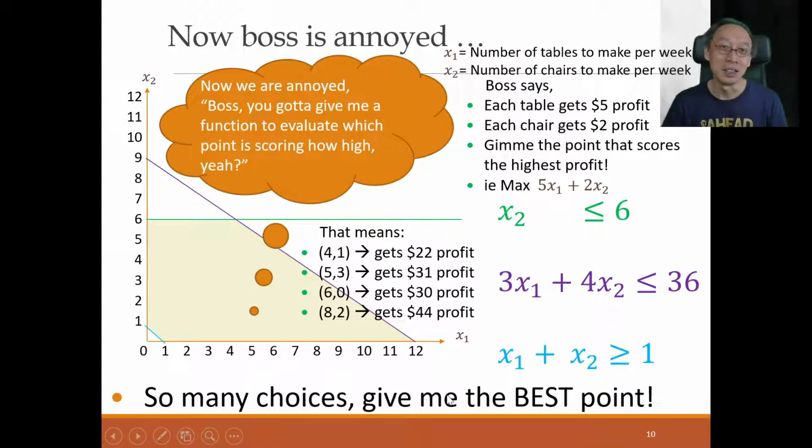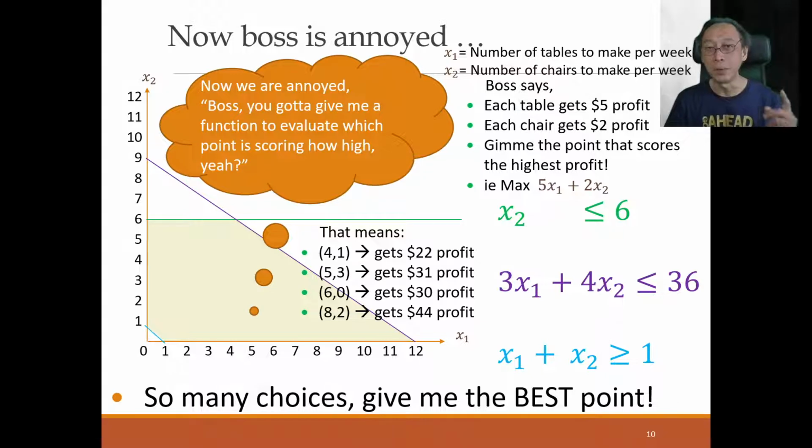The boss now says, being irritated, give me the best point, please. Don't just shove me all these possible combinations of tables and chairs. I don't have time to work out what's the best. Give me the best point. So now you are angry because, boss, you've got to tell me how to evaluate each combination, right? Can you tell me what is the function to score the points? Like 4, 1, how high or how low is this score? 5, 3, how high or how low is this score? Then, and only then, can I compare objectively and recommend the highest or so-called best point to you.